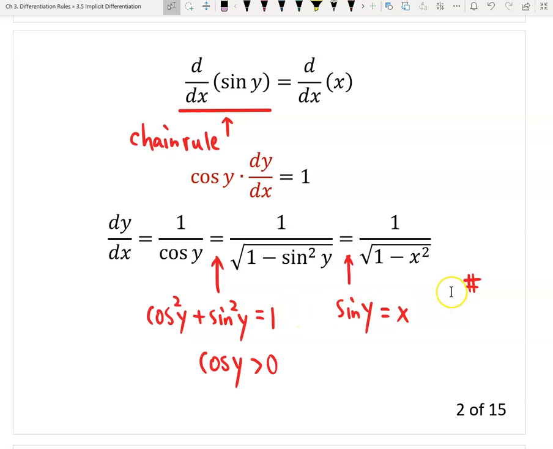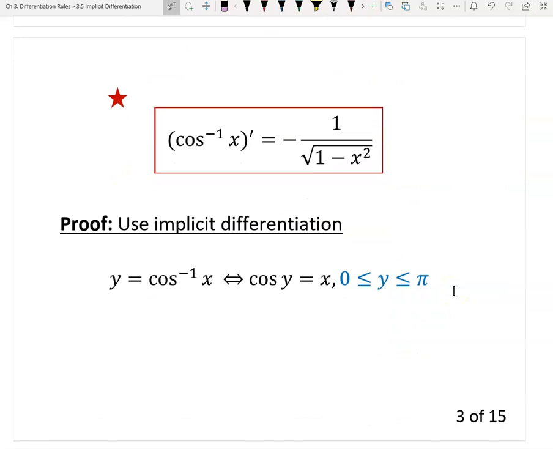Now let's look at the second. All the other 5 types are very similar, so I will go much faster. Can you see the inverse cosine derivative? Very similar, but we do have a negative at the beginning. Why? Pay attention to this negative. And of course, we do implicit differentiation, and we will use the implicit equation, which is the definition.